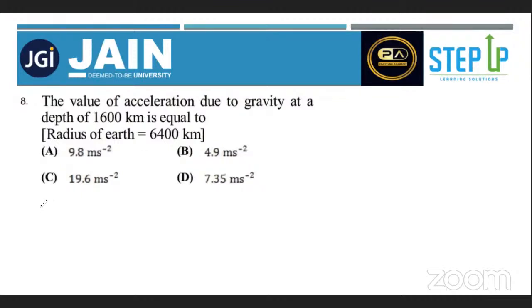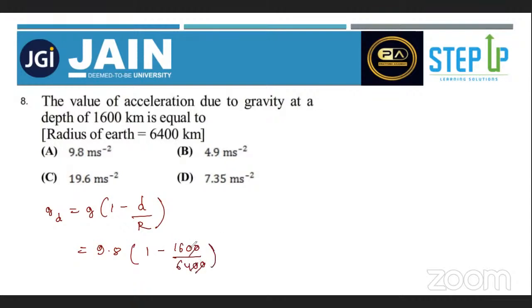Fine. So the value of acceleration due to gravity at a depth of 1600 kilometers, the formula is given as g_d equals g times (1 minus d upon capital R). Nothing is mentioned for g, so I'll take it as 9.8. Then 1 minus 1600 kilometers upon 6400 kilometers, which cancels the zeros. So this gives me 9.8 times (1 minus 16 upon 64, which is 1 upon 4), which gives me 9.8 into 3 upon 4.